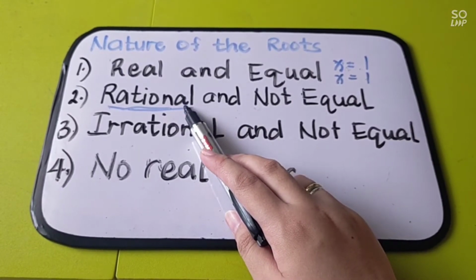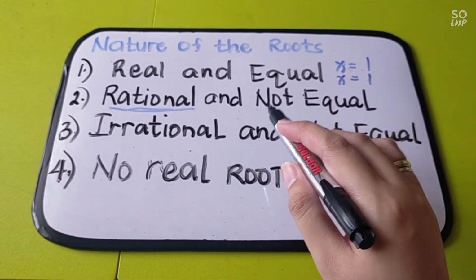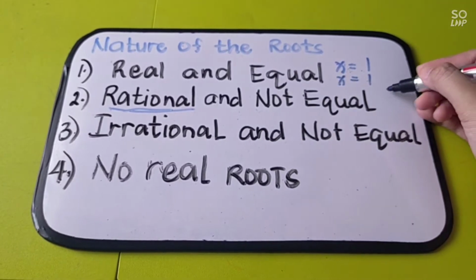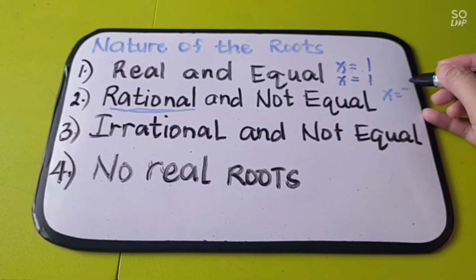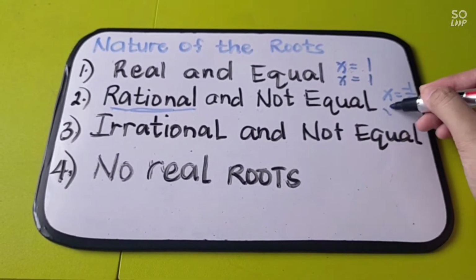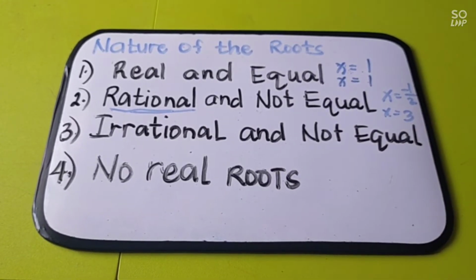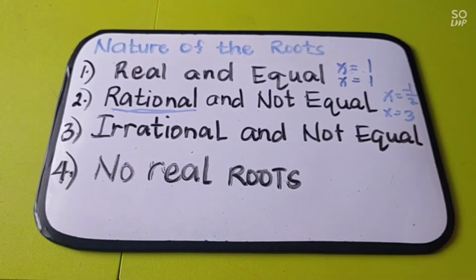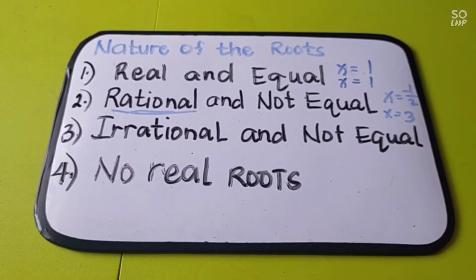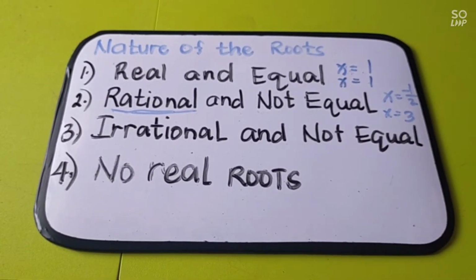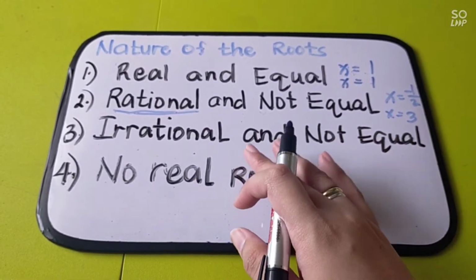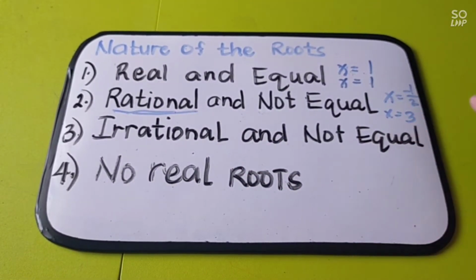Si rational numbers. So, dito, ang nakukuha mo naman dito ay minsan, halimbawa, nakakakuha ka ng fraction o kaya naman nakakakuha ka ng whole numbers. Okay? Integers. That is it. Alright? Number 3. Irrational numbers and not equal.